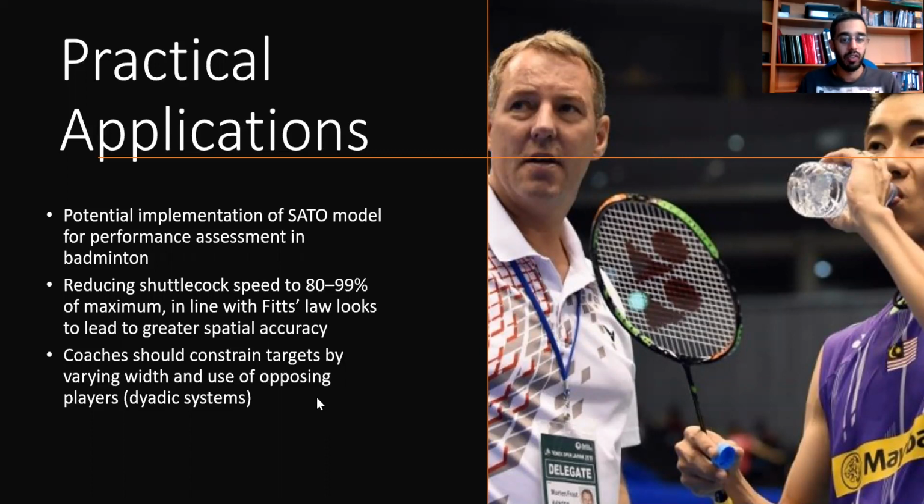In terms of application for coaches, coaches should be looking, in their training design, to constrain targets by varying the width, but also use opposing players to constrain the opposite side of the court, or some kind of target area on the opposite side of the court, for players to explore that speed and accuracy trade-off.